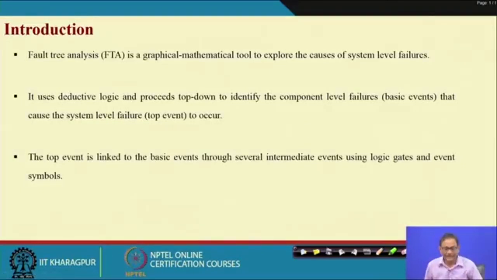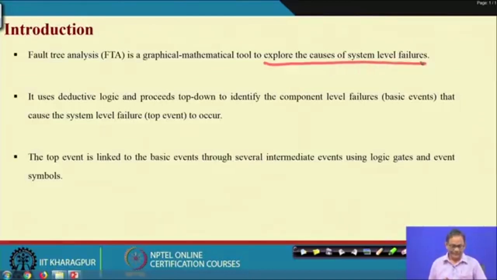Fault tree analysis is a graphical and mathematical tool, and its purpose is to explore the causes of system level failures. Why is it graphical? Because we will be using several symbols, event symbols and gate symbols, and event symbols will be linked with the appropriate gate. By this process, we get a graphical tree which ultimately enumerates the causes of the system level or top level failure.